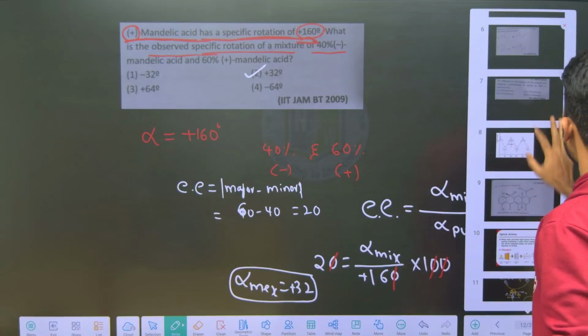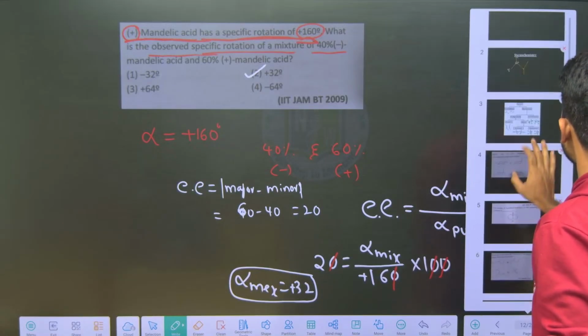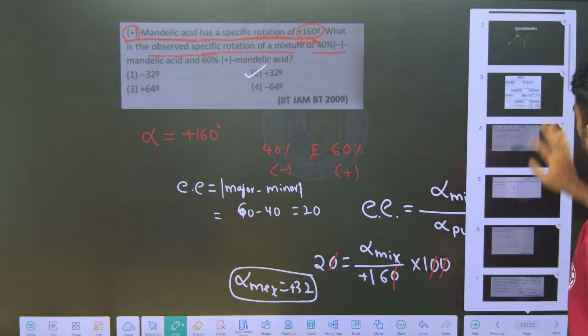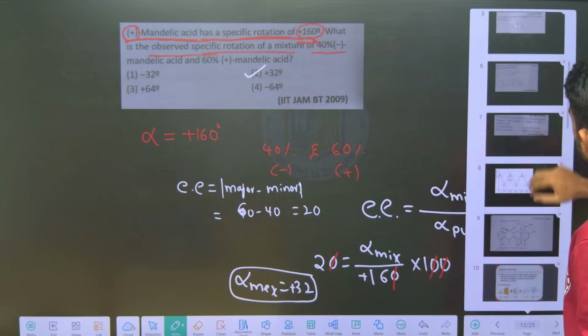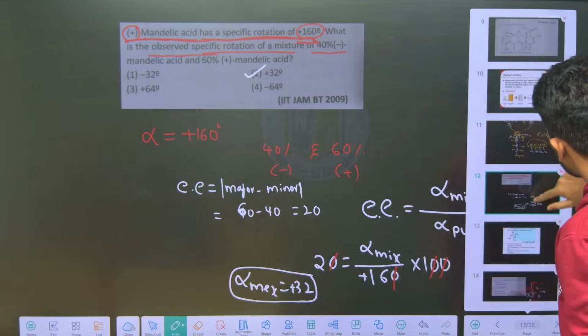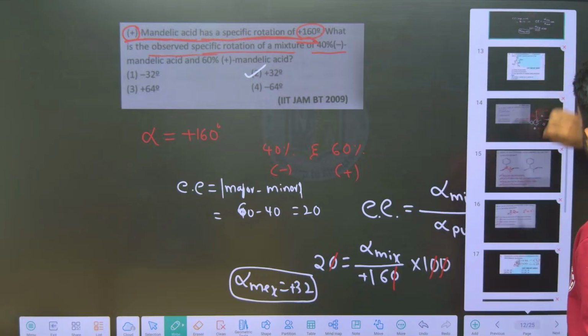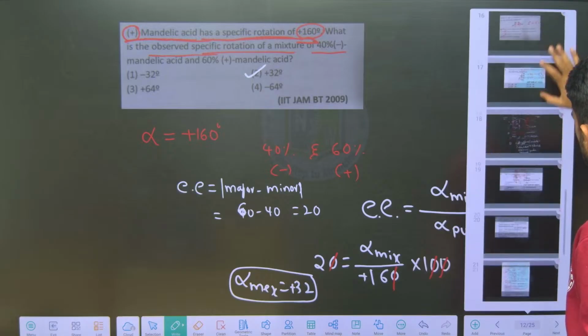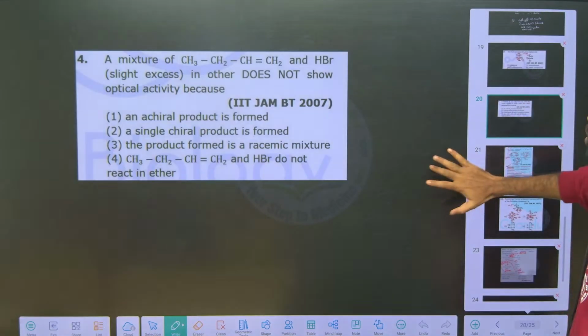Let me check whether all the things are covered or not. If everything is covered from the PYQs, we will give some little more extra concept that is required. One more question. Look at here.